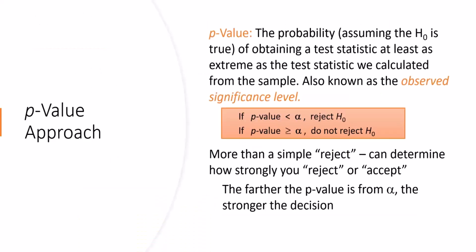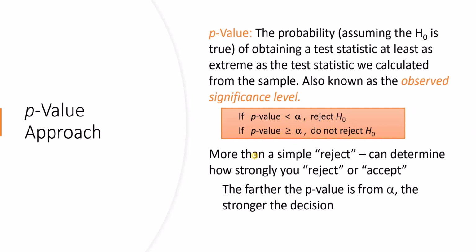The other approach is the p-value approach. In this case, the p-value is the probability, assuming that the null hypothesis is true, of obtaining a test statistic that is at least as extreme as the test statistic that we calculated from the sample. With the p-value approach, it's much more straightforward in our hypothesis decision. If our p-value is less than our alpha, then we reject the null. If it's greater than or equal to our alpha, we do not reject.